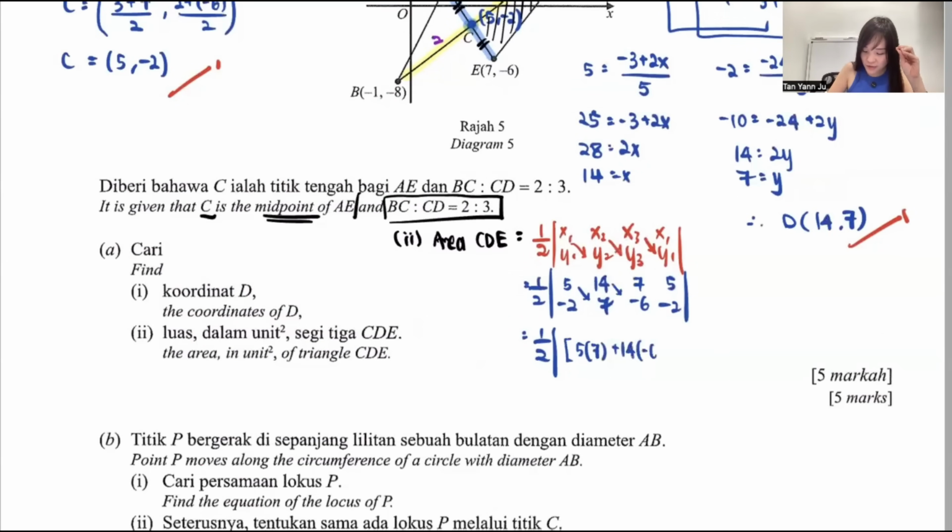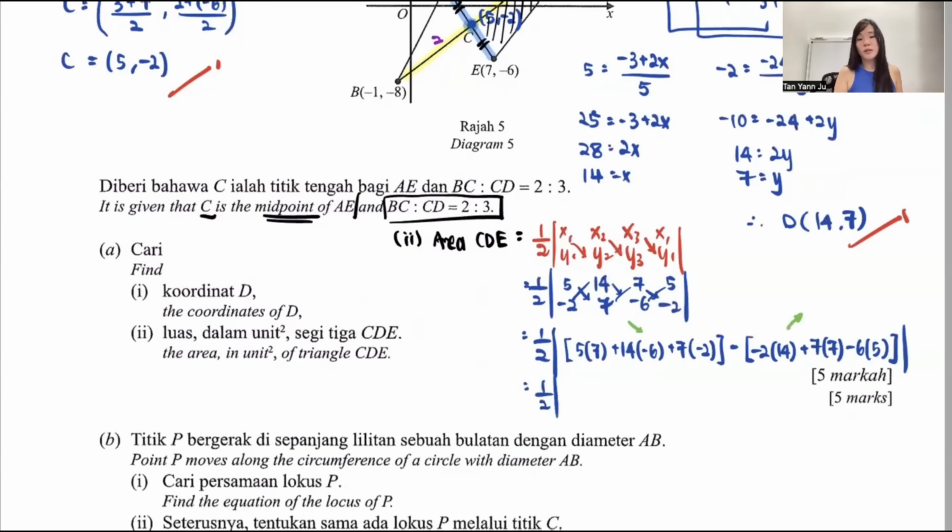14 times -6, 7 times -2. My dear, it's necessary to write 5 times 7, okay? Minus. So guys, all the down, down, down, down, down, you will minus all the up, up, up, up, up. So this one times this one, -2 times 14, plus this one times this one, 7 times 7, plus -6 times 5. Modulus it.